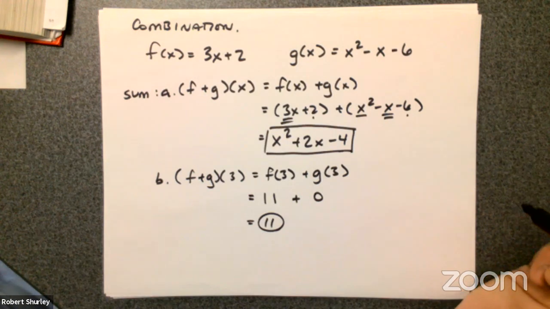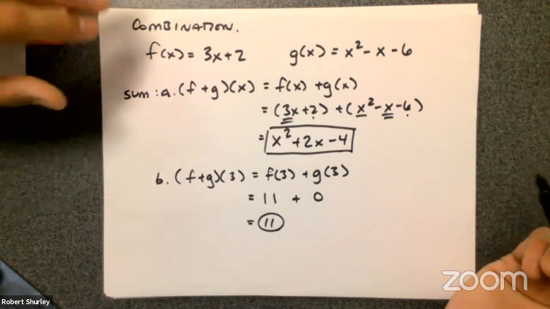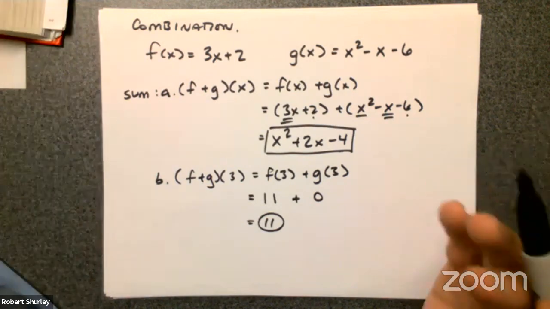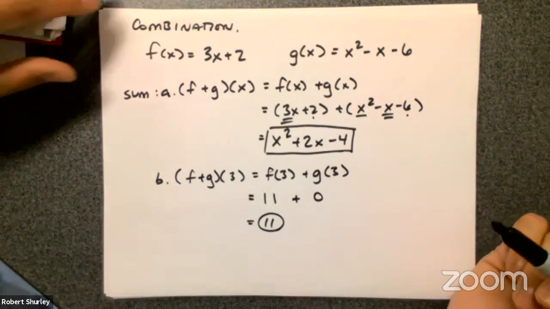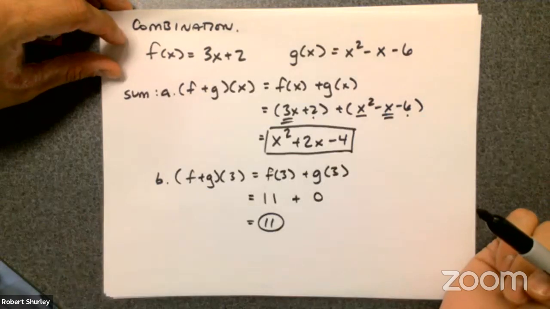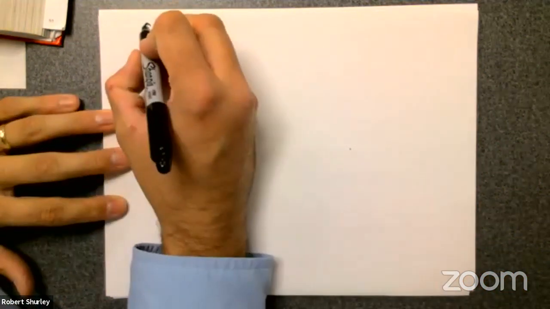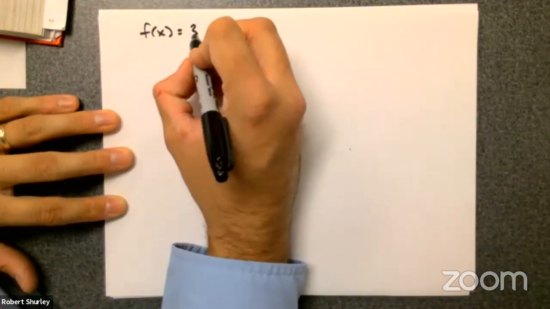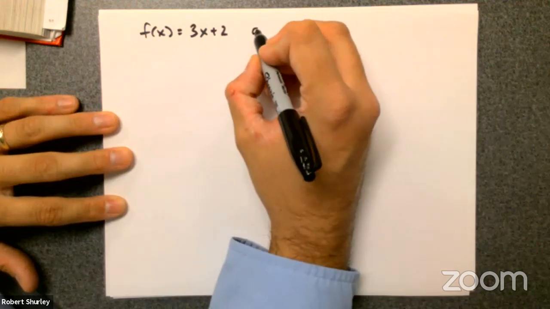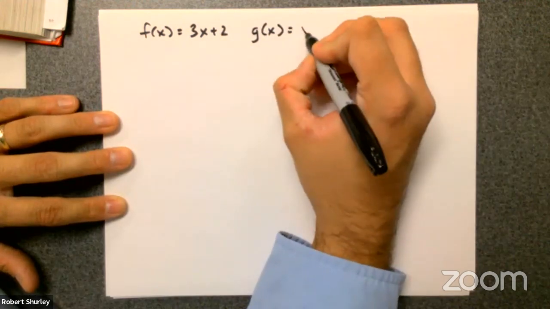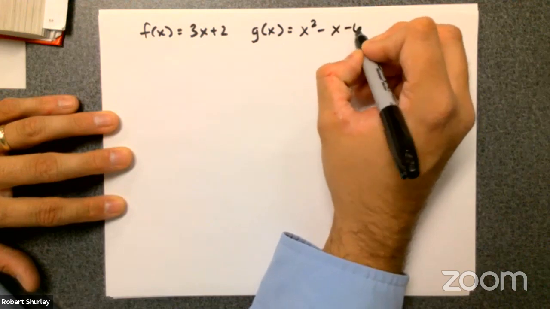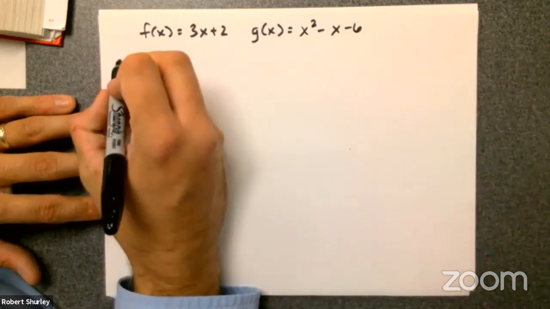I mean, the main question probably should be, when am I ever going to use this? Well, there's a lot of real world examples actually with combinations. A really easy one would be a revenue function or a profit function, right? If you wanted to find profit, you take revenue minus cost. So I'm going to keep the same equation, or two equations, I should say.